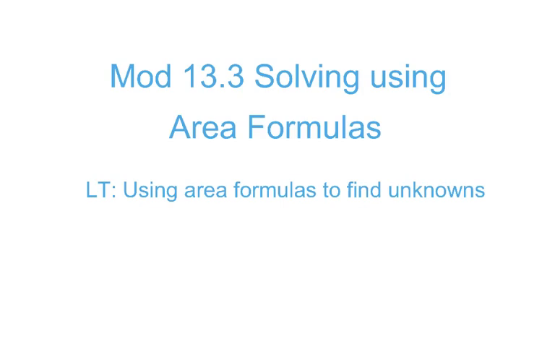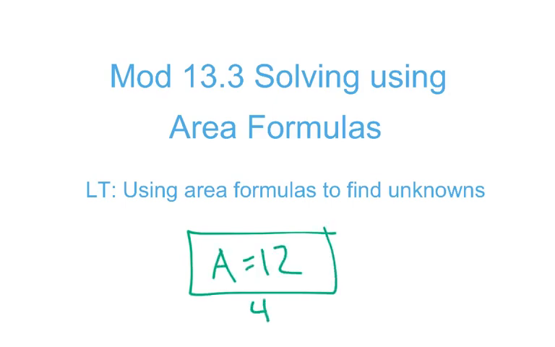So to give you perspective on the big picture of what we're doing, we've found the area of shapes. Given the dimensions, we used the formulas and found the area. Now we're going to mix it up a little bit, where I give you a shape and say that the area is equal to 12, and this side is equal to 4, and I have you find that missing piece. We're going to use area formulas to do that. So let's start by taking a look at some drawings and see how we can work backwards using area formulas.